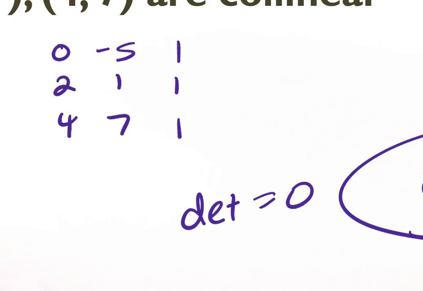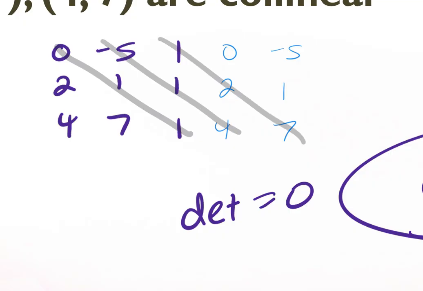You can figure out your mistake. This is 0, 2, 4, negative 5, 1, 7. When I multiply, some of you go backwards. I literally write the product of that diagonal at the base of its diagonal. So I would get 0 times 1 times 1, that's 0. Then negative 5 times 1 times 4 is negative 20. And then 1 times 2 times 7 is 14, and that's negative 6.